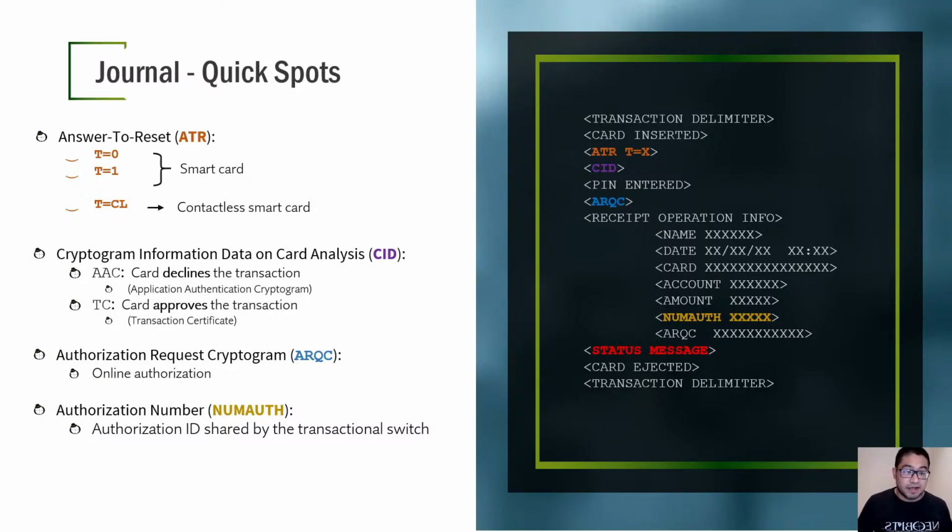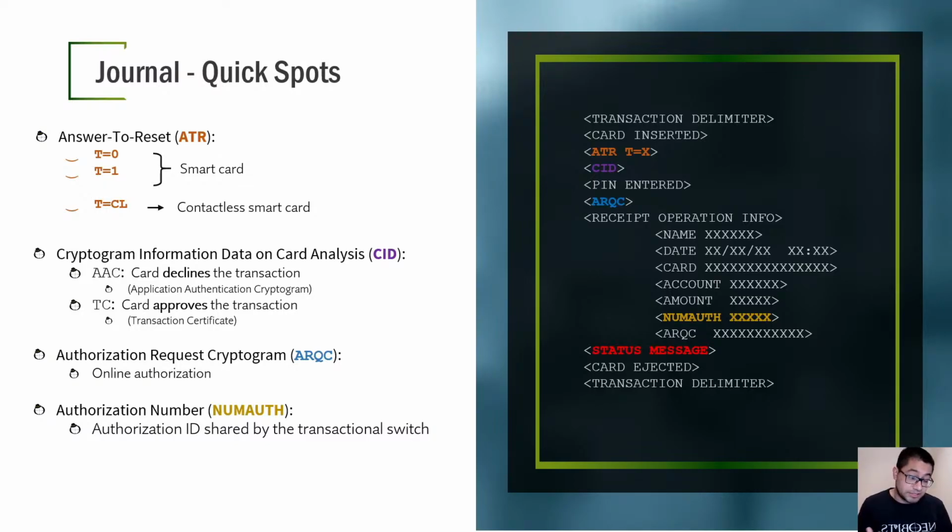In between these delimiters, we will first find that the card was inserted, and when the card is inserted, we will have an answer to reset. So if this answer to reset says, for example, T=0 and T=1, we will know that that card is a smart card. But if we have T=CL, we will know that this is a contactless smart card.